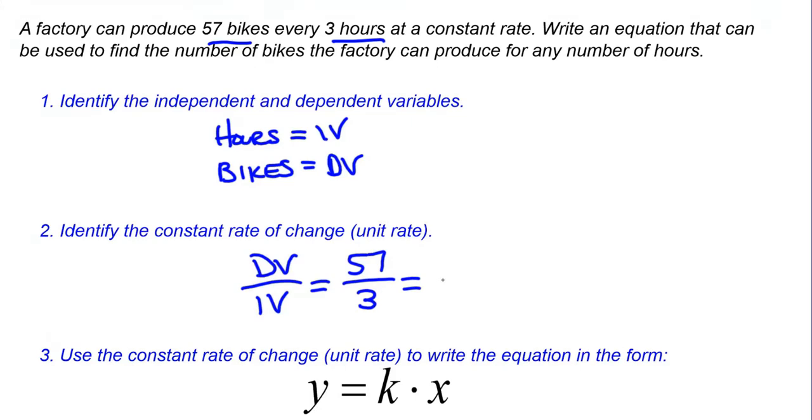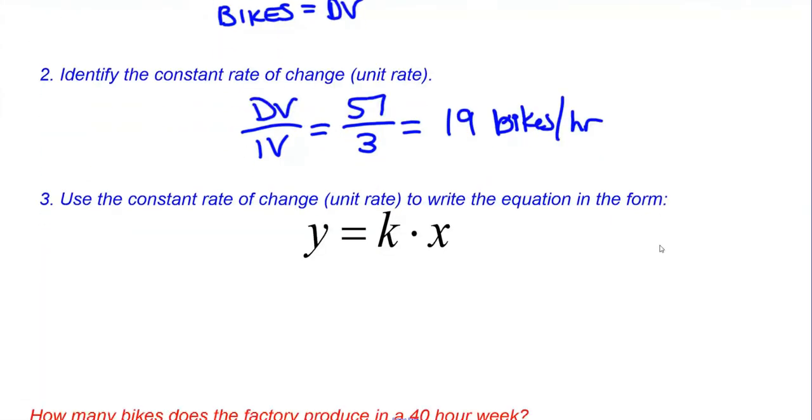And 57 divided by 3 is 19 bikes per hour. 19 bikes per hour. I can use that constant rate, that unit rate, to write my equation. Hopefully this is getting a little repetitive because it's the same procedure over and over again, regardless of whether we have a table, a graph, or just a description.